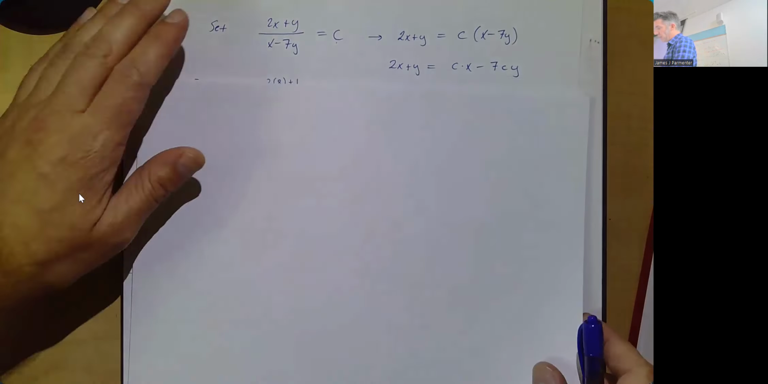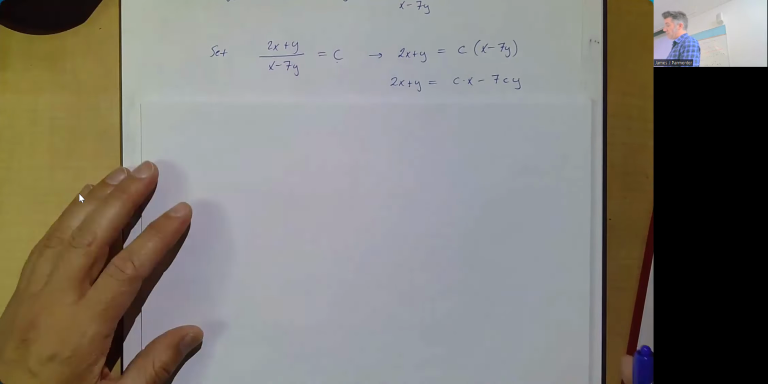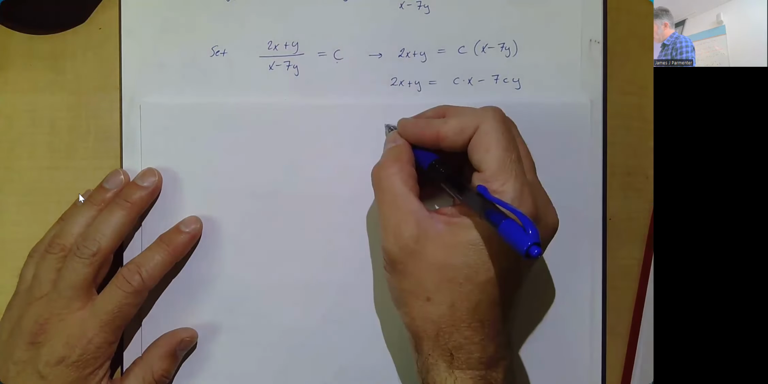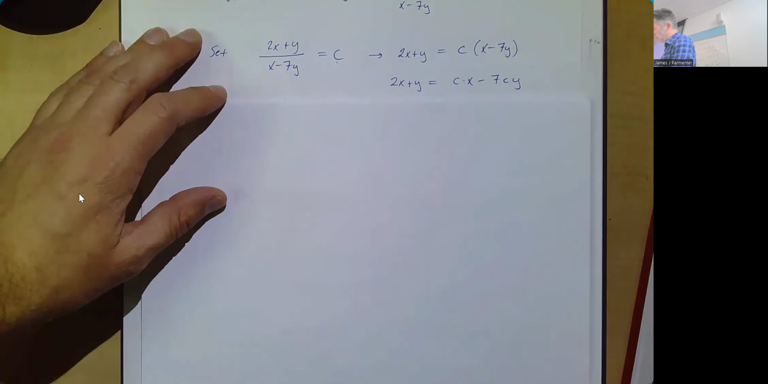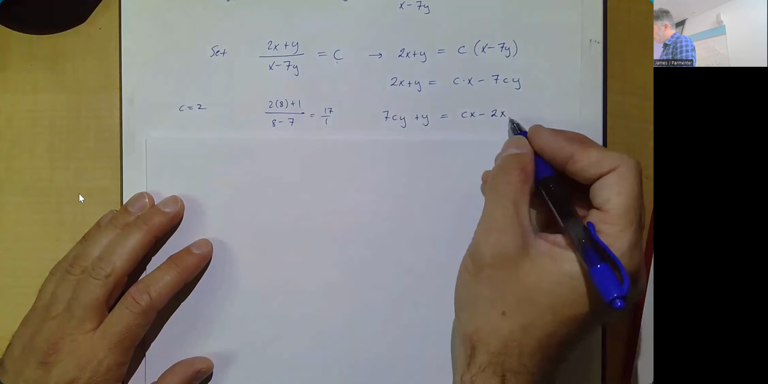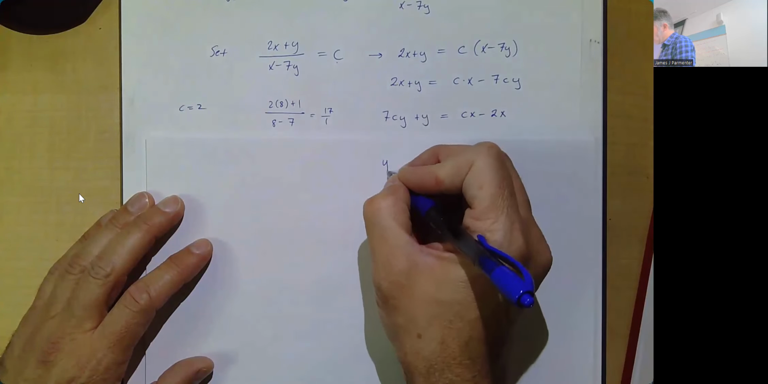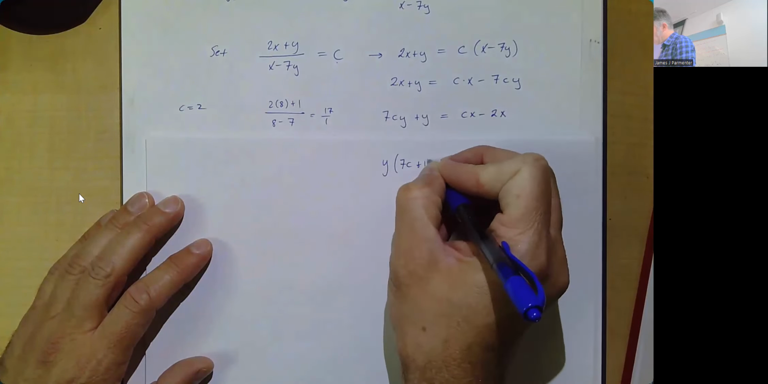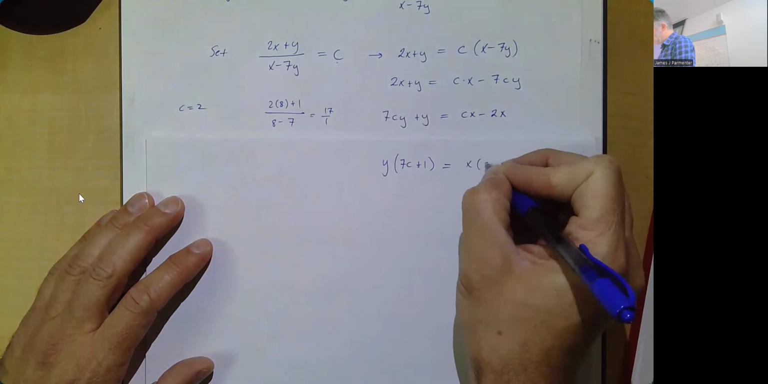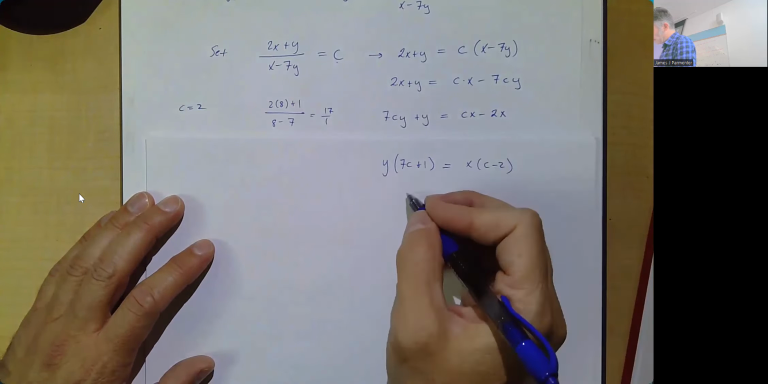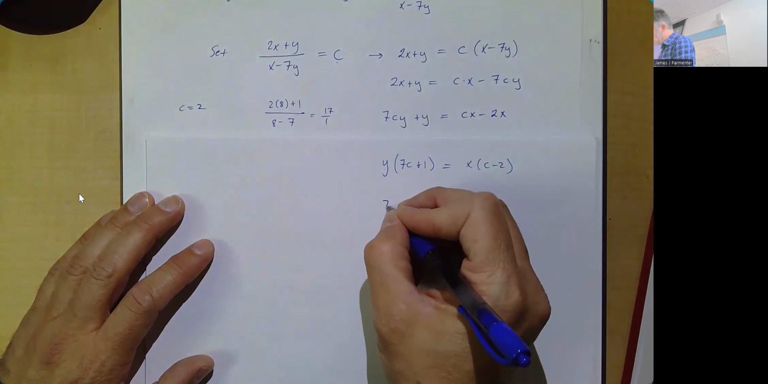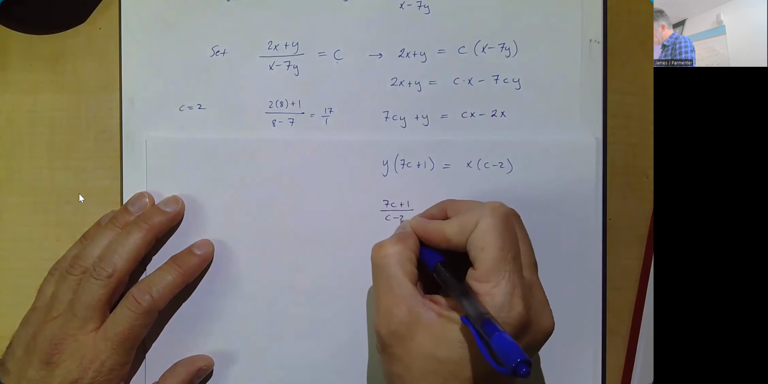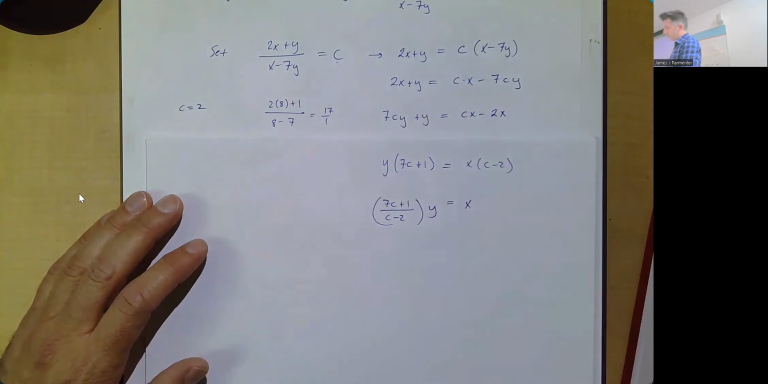So at this point here, if instead I decided to solve for X, I would have, let's still bring the X's to the right. In fact, let's go down one more. Yeah, let's go down to there. Now, if I solve for X, you get Y times 7C plus 1 equal to X times C minus 2. And I'm going to divide by C minus 2. So X is equal to 7C plus 1 divided by C minus 2 times Y.